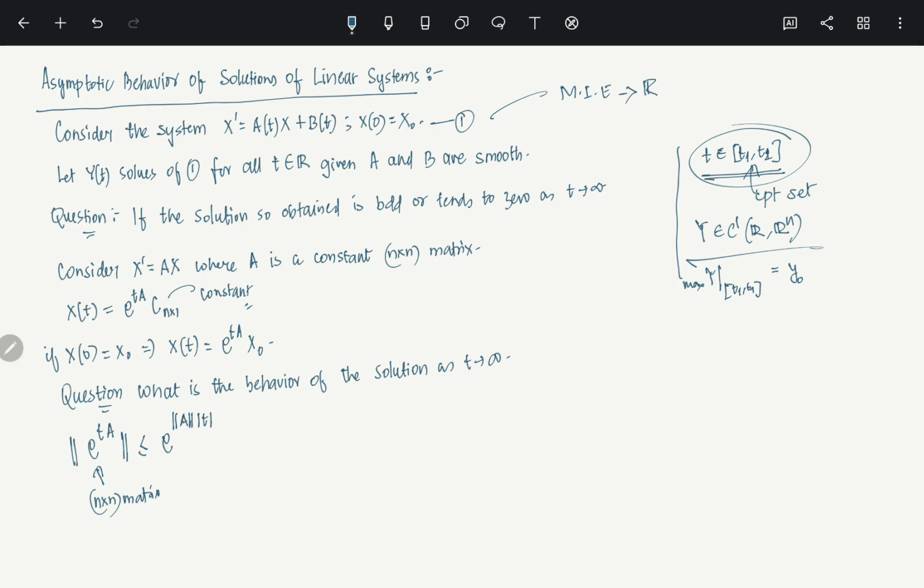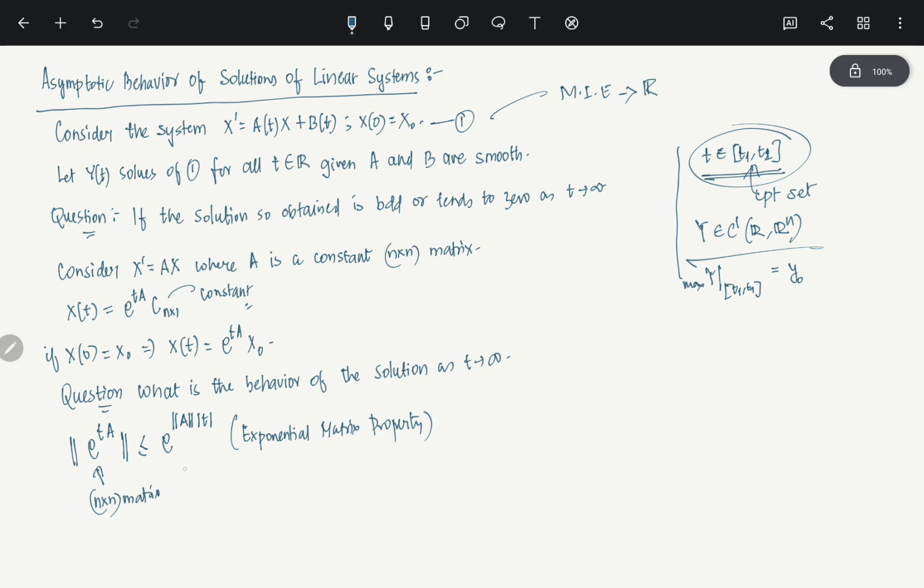If you remember when we defined the exponential, this is the thing which we proved. This is done in that exponential video, the exponential matrix property. This is why we showed that the series is absolutely convergent.